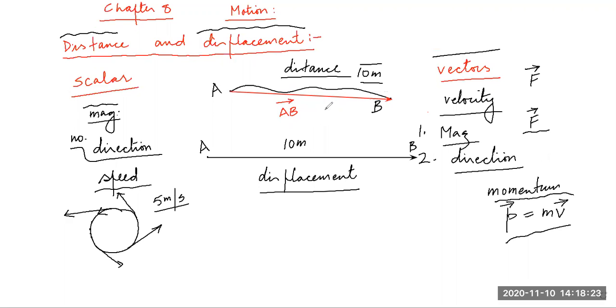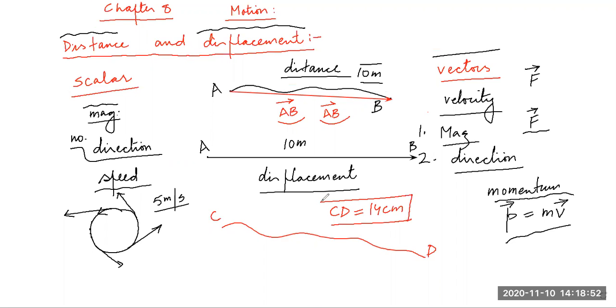This vector. In some other countries, they write AB like this. Both represent displacement. But here, suppose this point is moved from C to D. So I will simply write CD is equal to, let's say this total length is 14 centimeter. I will write CD is equal to 14 centimeter. So students, this is the difference between distance and displacement.